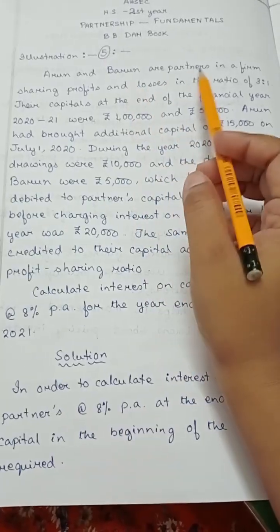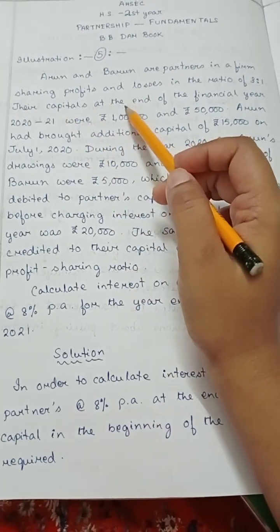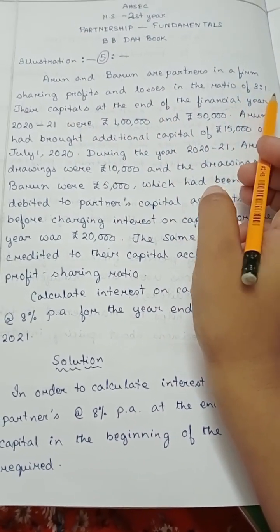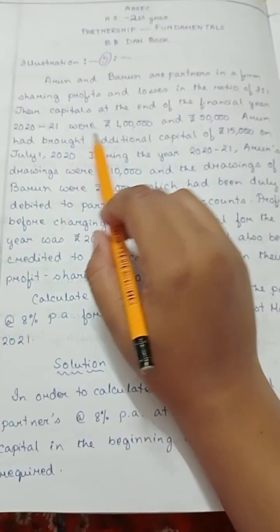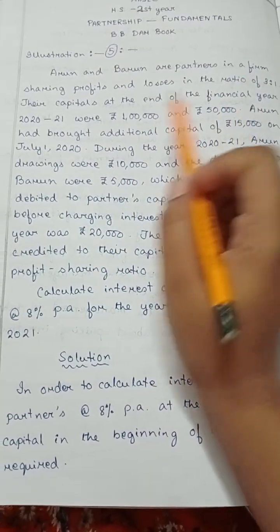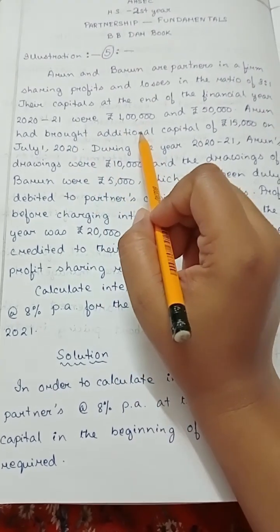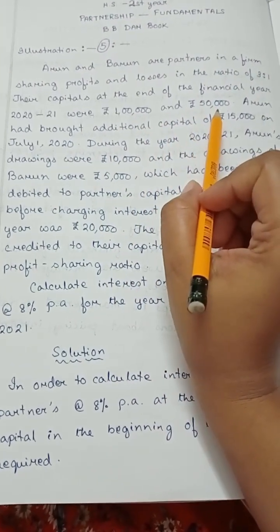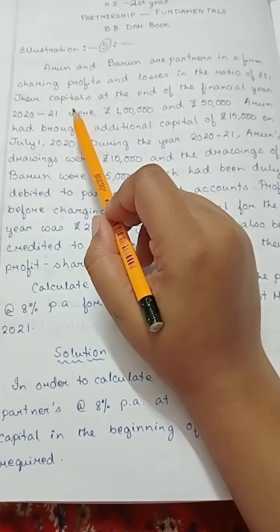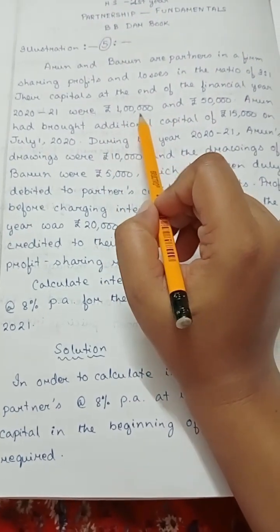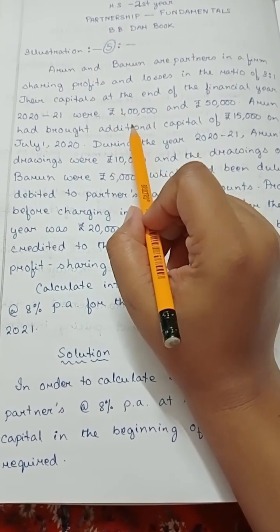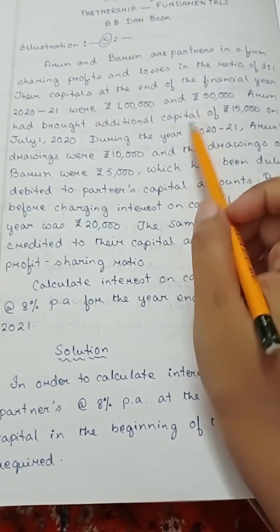Arun and Barun are partners in a firm sharing profits and losses in the ratio of 3:1. Their capitals at the end of the financial year 2021 were rupees 1 lakh and rupees 50,000. So here closing capital is given, okay, of Arun and Barun, that is 1 lakh and 50,000.